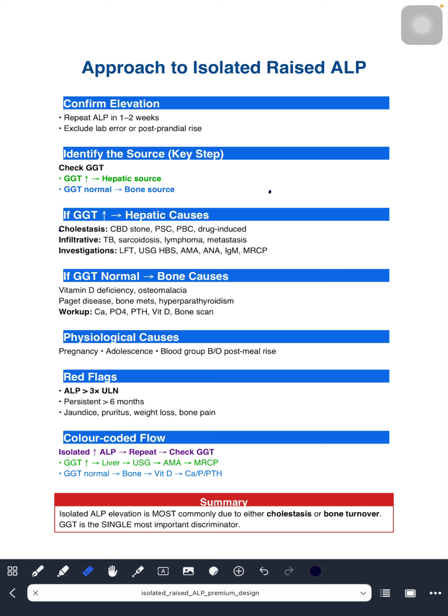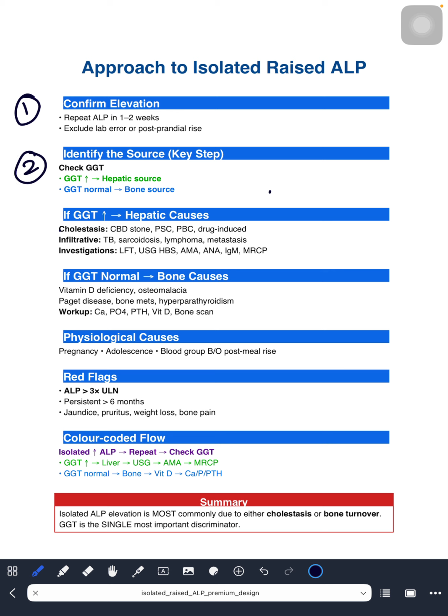It's a clear exam-oriented clinical approach to isolated raised ALP. That means normal ALT, AST and bilirubin; only ALP is raised. The first step is to confirm the elevation. For this reason, we will have to repeat the ALP level 1 to 2 weeks later. Check if there is any lab error or post-meal variability. We know that ALP rises after a meal.